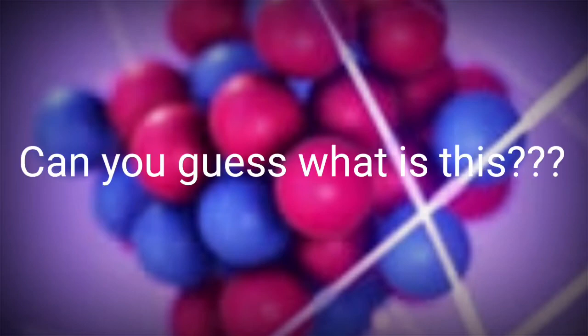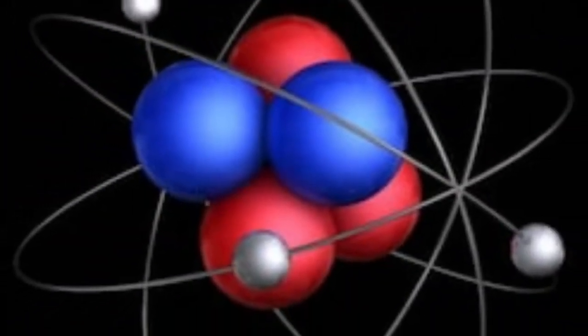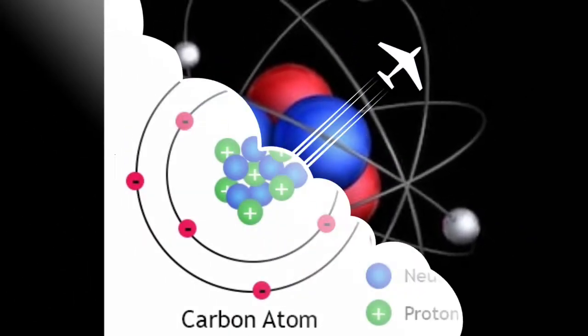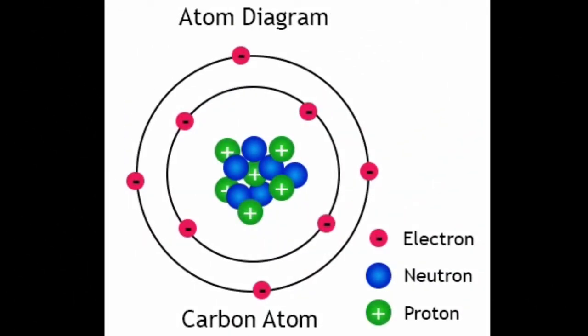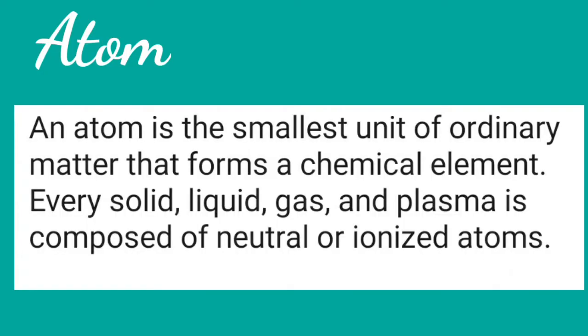Can you guess what is this? Yes, this is an atom. Diagram of an atom. Atom. An atom is the smallest unit of ordinary matter that forms a chemical element.